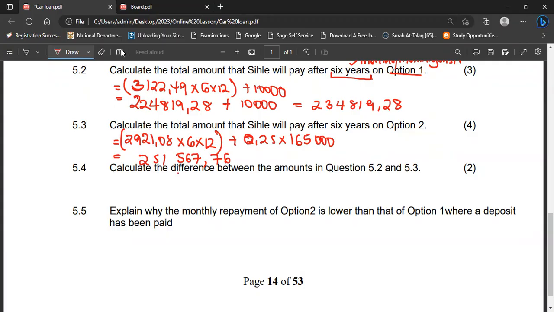All right, then we go to the difference. Calculate the difference between the answer in question 5.2 and the answer before it. Difference simply means we are going to subtract. So the answer that you have, you subtract the big number minus the smaller number.